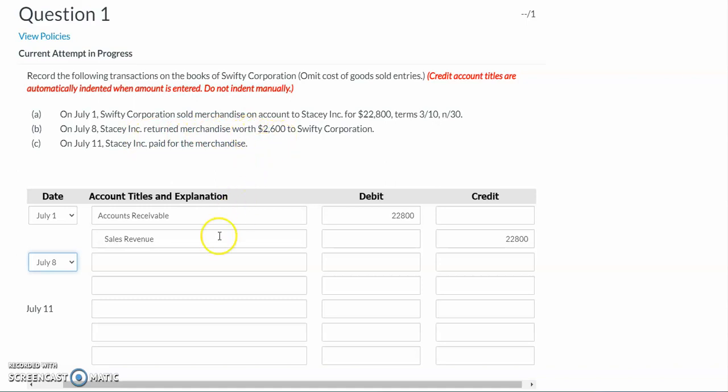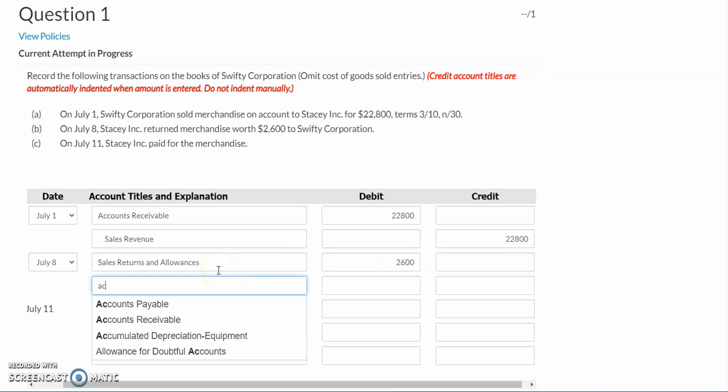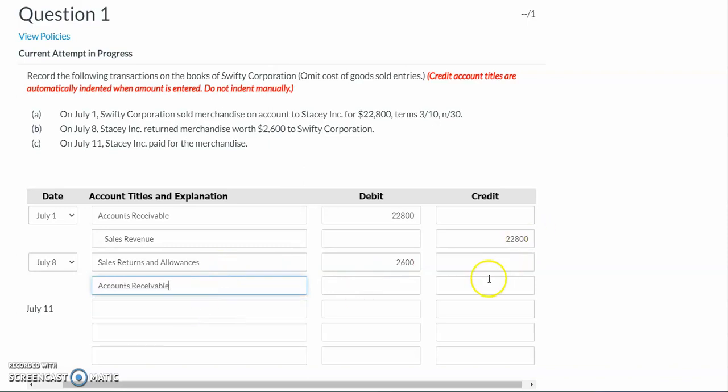$2,600 to Swiftly Corporation. So we need to record a debit to our sales returns and allowances account, which is our contra revenue account. So you'll notice that the debit is the opposite side as the credit. And the amount of the return is $2,600. And of course, if a customer is going to return an item, they do not want to pay for it. So we need to reduce our accounts receivable with a credit.